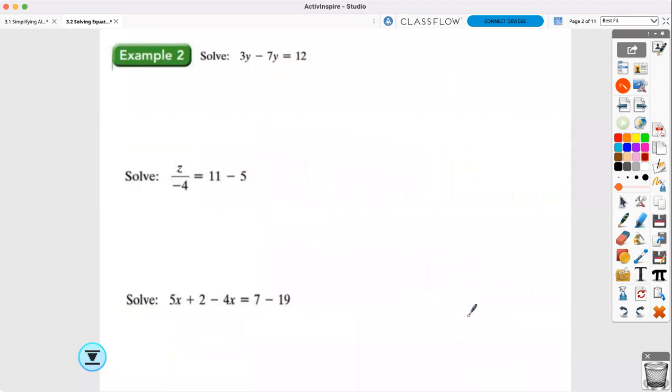Alright, here's example 2. We have 3 different types of equations to do. So we have A, B, and C. I'm gonna give you 1 minute to copy A down. You can skip a few lines and write B if you want to. Remember the thing I wrote in the first slide. Before we start solving things, we have to make sure both sides are simplified to the entirety.